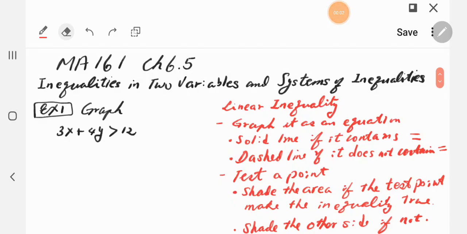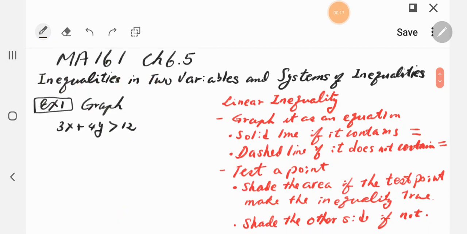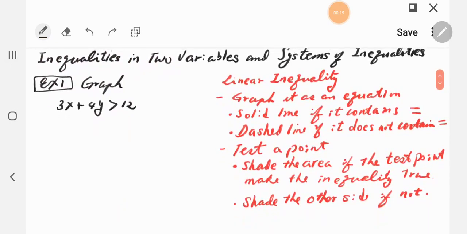Chapter 6.5: Inequalities in Two Variables and Systems of Inequalities. Let's first graph an inequality like this in example 1. When we graph an inequality, this is a linear inequality because the degree of x and y are 1.